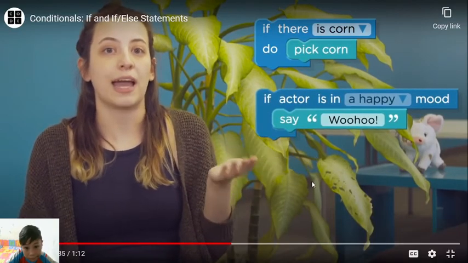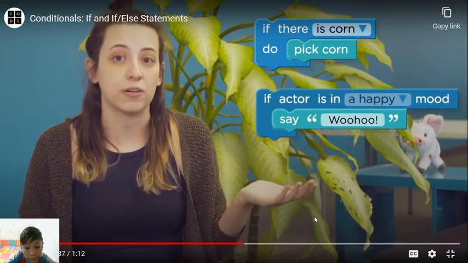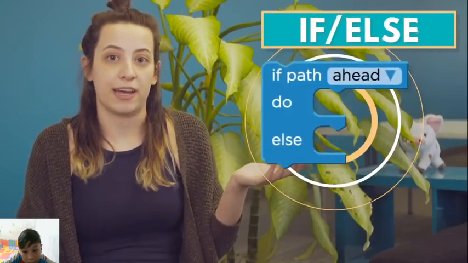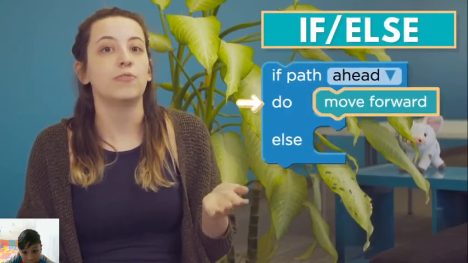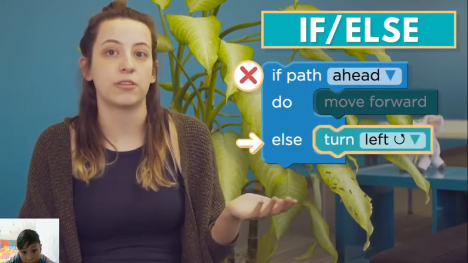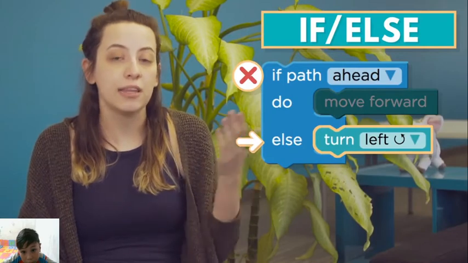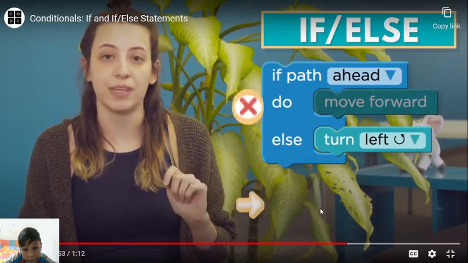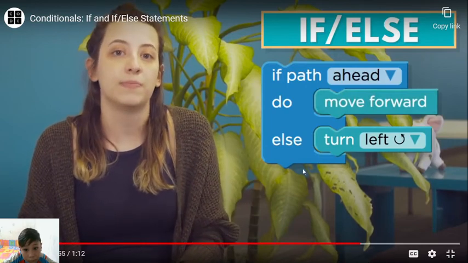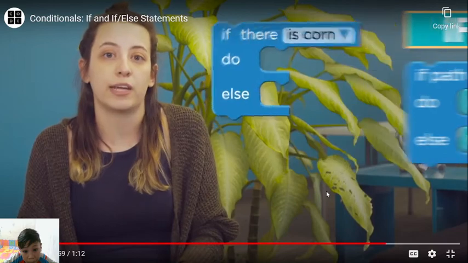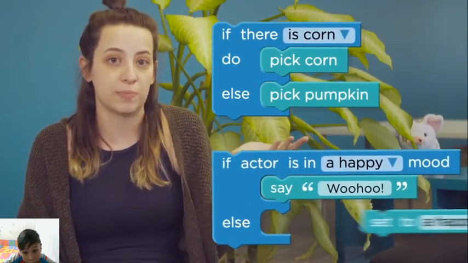What if you want something else to happen if a condition is false? You can use an if-else block for that. This code will move forward if there is a path ahead. Otherwise, it will turn left. Your code will either move forward or turn left, but never both. This is helpful if you want your code to make decisions based on certain conditions. Here are some more ways you can use conditionals in if-else blocks.